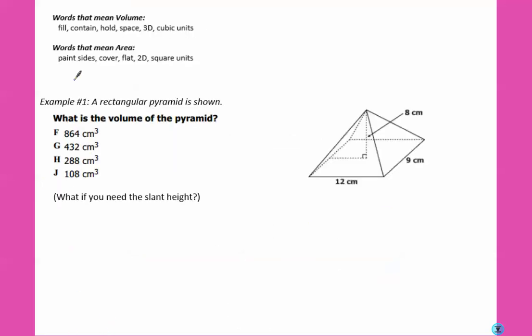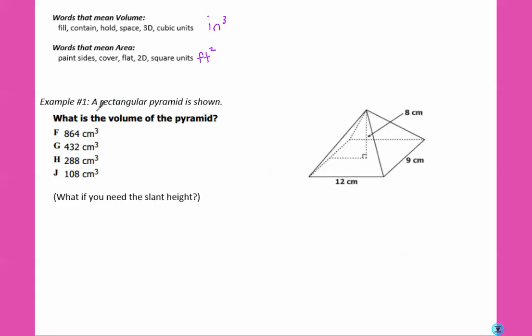So let's talk about what some of these words could mean. If they want you to find volume, they could ask you to say how much fills something, how much can it contain, how much can it hold, how much space is inside. It'll say 3D and it'll have cubic units, so inches cubed or something like that, the little 3. If it's looking for area, it might say something like paint the sides, cover, it lays flat, and it'll have square inches, so something like feet squared.